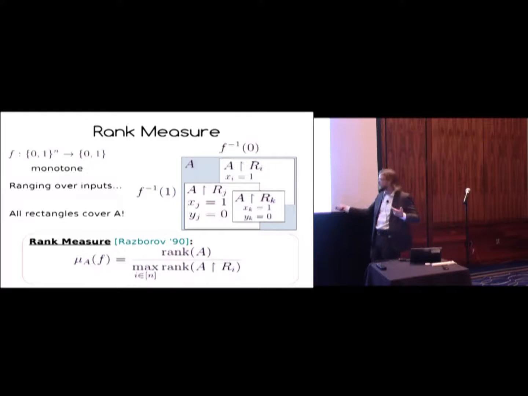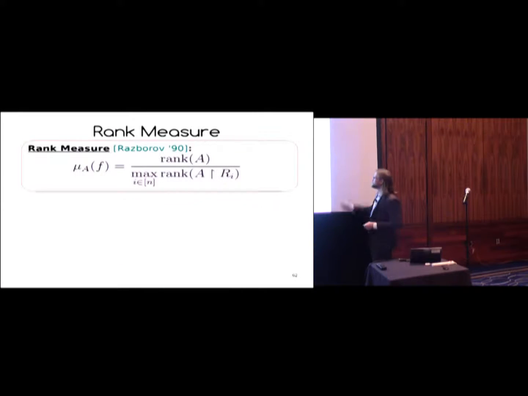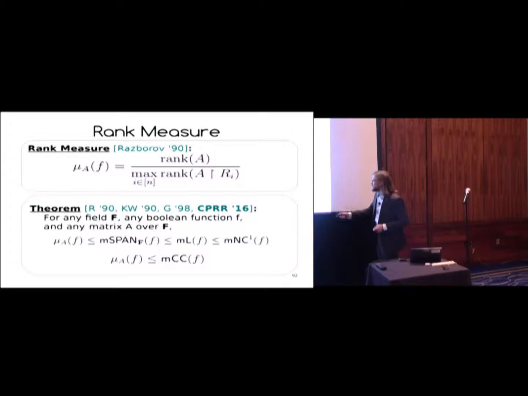Choose an A where the rank of A is really, really big, and the rank of all these submatrices is really, really small. Okay? So this is kind of a weird measure, right? At first glance, this is probably not the first thing you'd think of, but it has a bunch of really remarkable properties. When it was first introduced, Razborov showed that the rank measure for any matrix and for any field, in fact, lower bounds formula size.